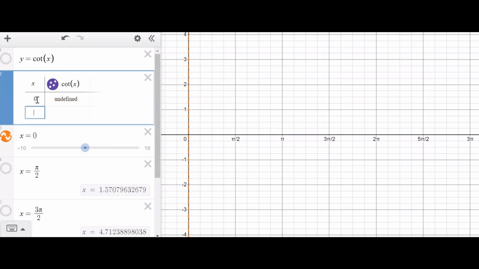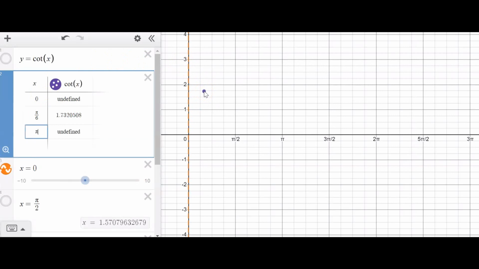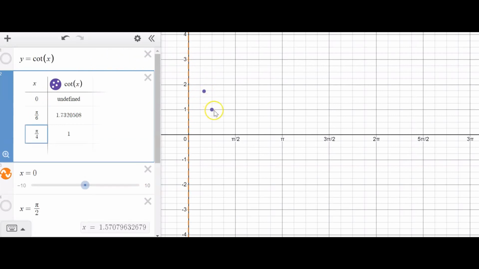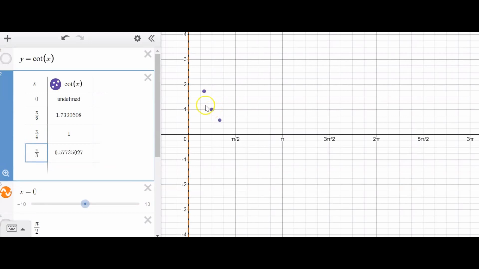Cotangent of pi over 6 is square root of 3, which is positive, about 1.7321, right? Then we're going to do pi over 4, and we get 1, which is right here. Now, something interesting is happening here. We just did tangent. Tangent started at negative and went to 0 and then went to the highest positives. This one looks like it's starting at its larger numbers, and the numbers are getting smaller, because this is now 1, and when we go to pi over 3, you can see we're at square root of 3 over 3. And so our numbers are getting smaller.